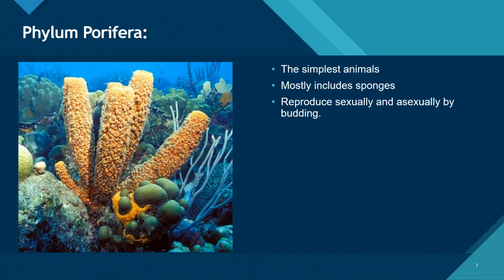So now we're going to start digging down into the different phyla. I mentioned that there were quite a few, and we're not going to learn them all, but these ones are just the main ones. We'll start off with Phylum Porifera. These ones are like the most simple that you can go. They mostly include sponges, and they reproduce asexually and sexually by budding.